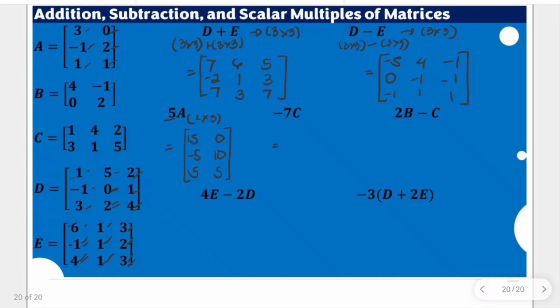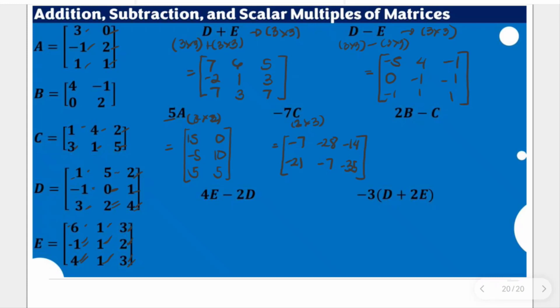Your A is a 3 by 2, because it's 3 rows, 2 columns. Your C is 2 by 3. So we're going to multiply negative 7 to all the entries of your C. So negative 7 times 1, negative 7. Negative 7 times 4, negative 28. Negative 7 times 2, negative 14. Negative 7 times 3, negative 21. Times 1, negative 7. Times 5, negative 35.